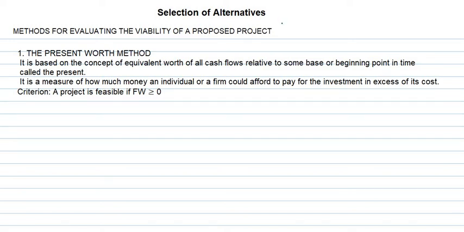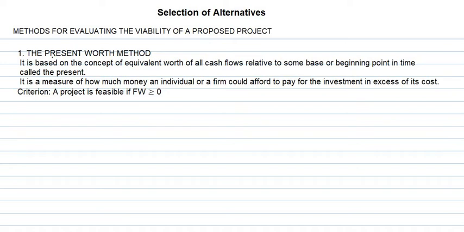Today we will be discussing the selection of alternatives. If we talk about alternatives, we have different options. Our target here is to save on the cost of a certain project. We have different methods for evaluating the viability of a proposed project.